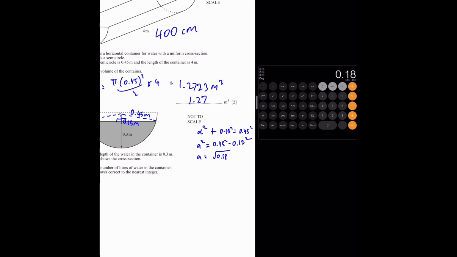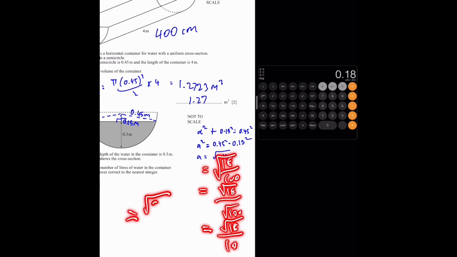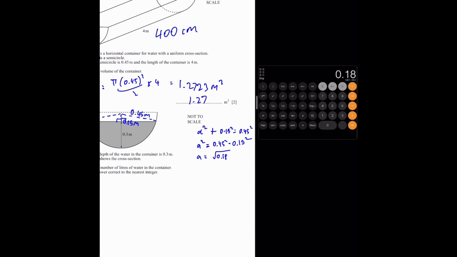And when we manipulate this, it will be root of 18 by 100, which means the root of 18 by the root of 100. That means we'll have the root of 18 by 10, because 10 is the root of 100. And then we can make it as root of 9 into root of 2 by 10. That'll be 3 root 2 by 10. So we can write a is equal to 3 root 2 by 10. We'll keep it like this for now. By the way, this length is in meters.